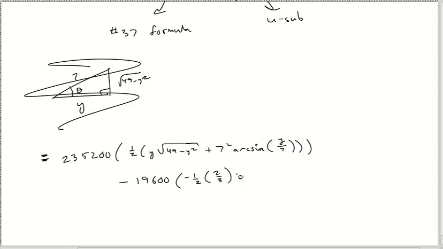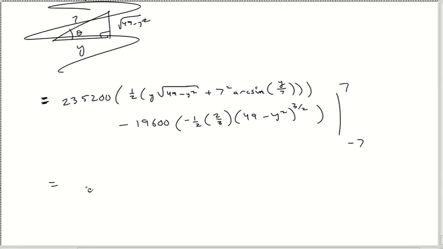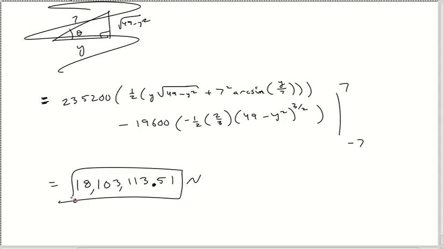The 2/3, 49 minus the y squared to the 3/2, close, close. All of this from -7 to 7. And in my notes, I actually just say there's a whole bunch of stuff in between, and my answer is 18103,113.51 newtons. And that's your answer. Wow. Okay.